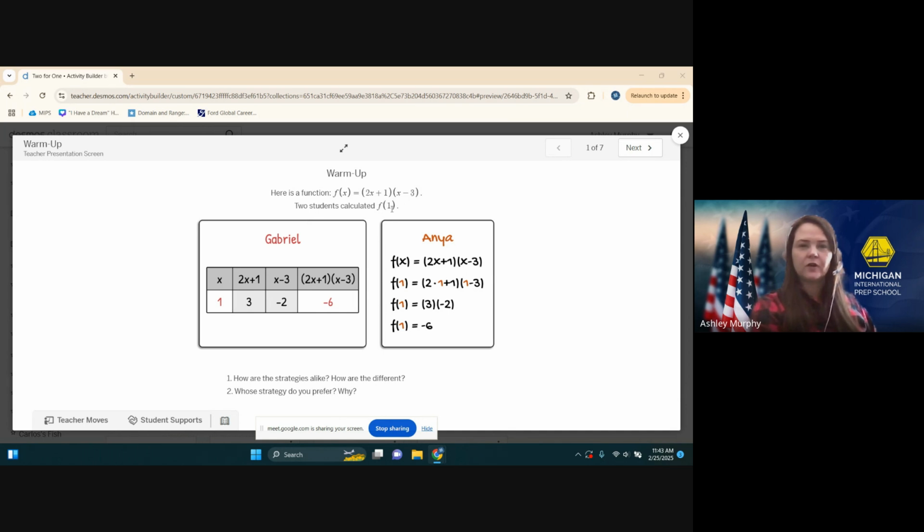is called f of 1. So what that means is we're putting 1 into the function. That's why there's an f and a 1 in parentheses. 1 is the number that we will substitute in for all of the x's.